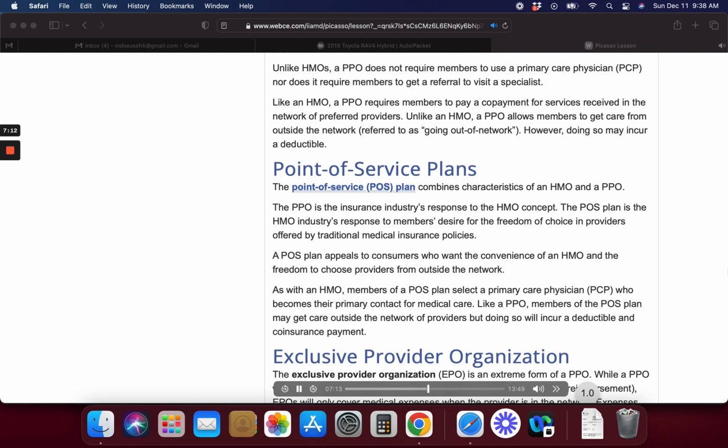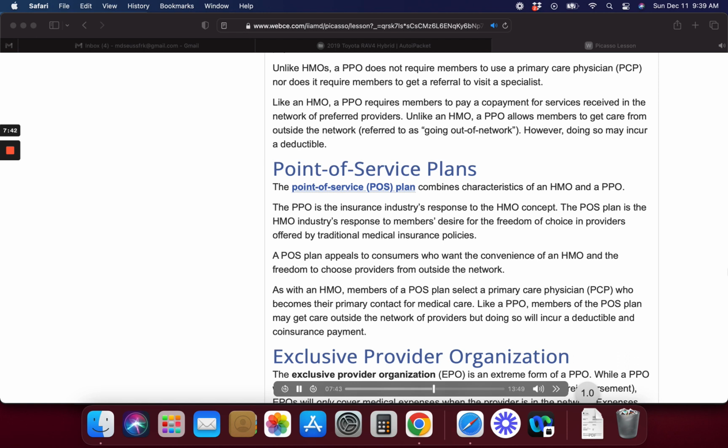Point of service plans. The point of service, POS, plan combines characteristics of an HMO and a PPO. The PPO is the insurance industry's response to the HMO concept. The POS plan is the HMO industry's response to members' desire for the freedom of choice in providers offered by traditional medical insurance policies. A POS plan appeals to consumers who want the convenience of an HMO and the freedom to choose providers from outside the network.